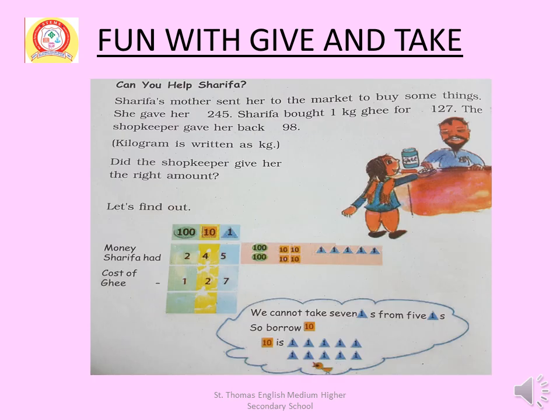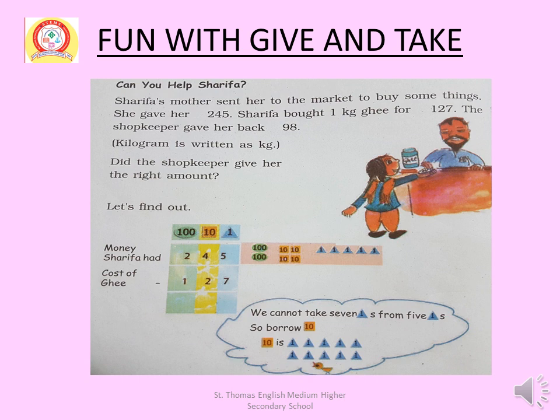Can you help Sharifa? Sharifa's mother sent her to the market to buy some things. She gave her 245. Sharifa bought 1 kg ghee for 127. The shopkeeper gave her back 98. Kilogram is written as kg. Did the shopkeeper give her the right amount?